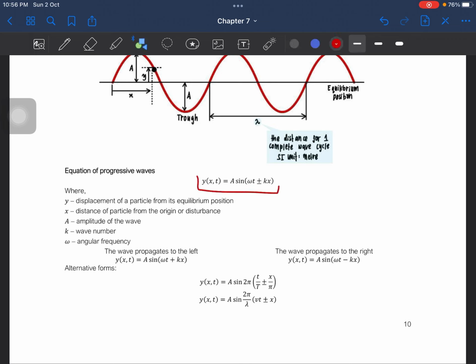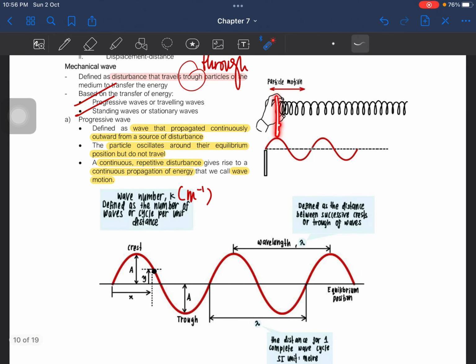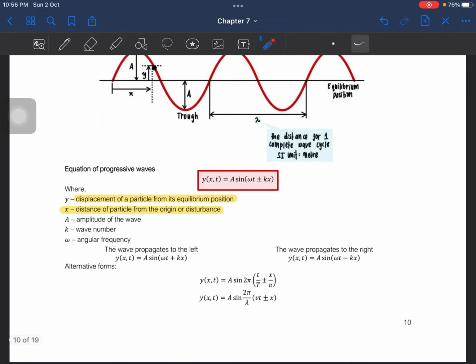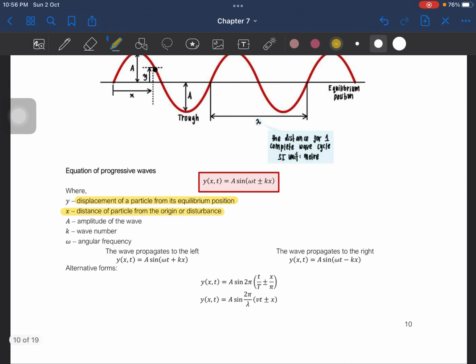So ini adalah the equation for progressive waves. So Y ni apa? Y adalah the displacement of the particle from its equilibrium position. X adalah the distance of the particle from the origin ataupun from the disturbance. So ni adalah kita punya X. Kita punya Y dia measure dari equilibrium position. Dia pergi sini kah, dia pergi sini kah, tapi dia dari equilibrium position. Next we have A. You know that it is the amplitude of the wave. K is the wave number. Omega is the angular frequency.